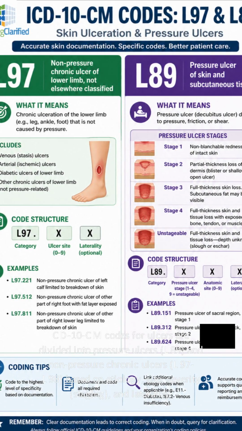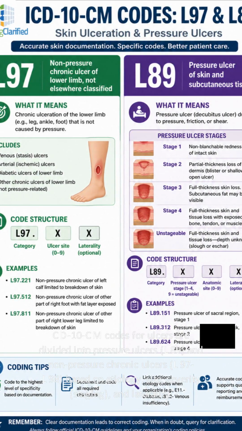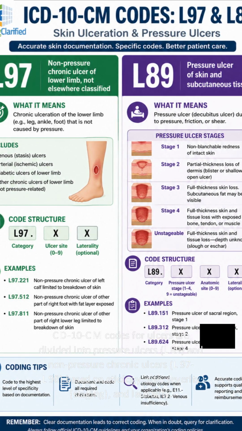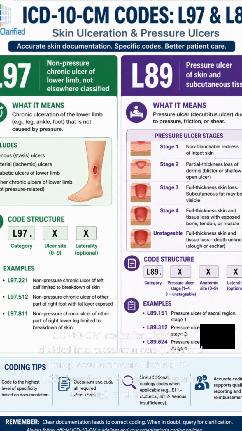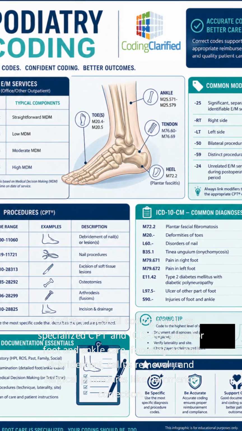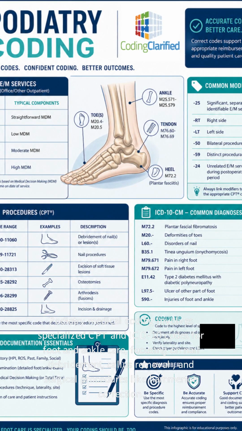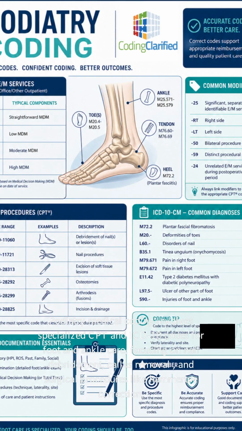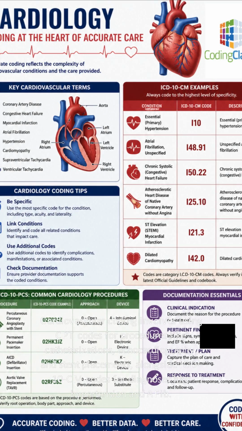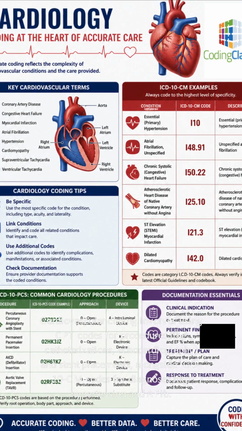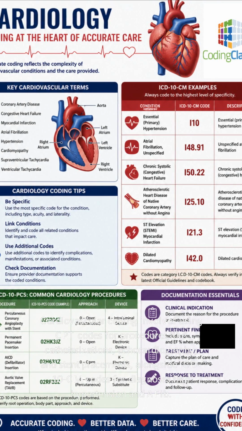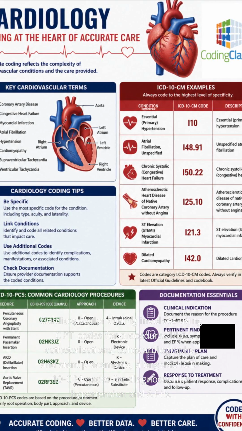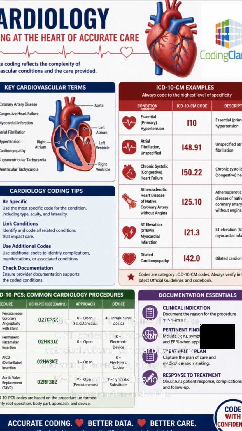ICD-10-CM codes for ulcers are divided into pressure ulcers, L89, and non-pressure chronic ulcers, L97, L98, based on etiology, site, severity, staging, and laterality. Podiatry medical coding involves specialized CPT and ICD-10 codes for foot and ankle care, focusing on nail debridement, callus removal, and surgical procedures like hammer toe correction. Cardiovascular coding involves using CPT codes for procedures like catheterizations, echocardiography, and stent placements, alongside ICD-10-CM codes for diagnoses like hypertension and AFib.